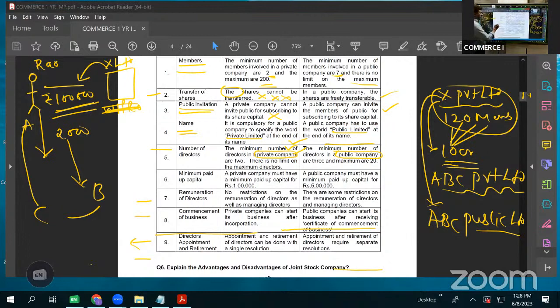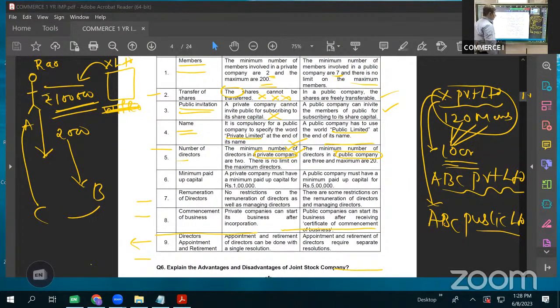Next, number of directors. I told you just now who the directors are. Directors are the persons who represent the shareholders. Like we have electoral representatives in a democracy, we have MLA, MP. In the same manner, shareholders are represented by the directors of a company.